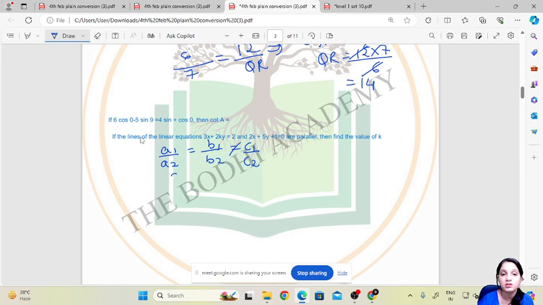So a1 upon a2 is 3 upon 2, b1 upon b2 is 2k upon 5, is not equal to 2 upon 0. So this we have to cross multiply. 3 fives are 15, equal to 2k into 2 is 4k. So 15 upon 4 is the answer.